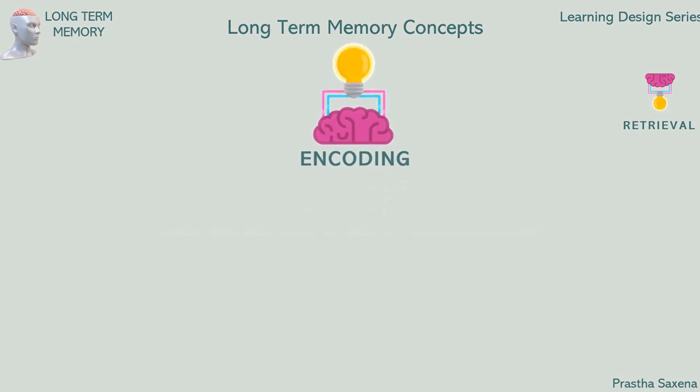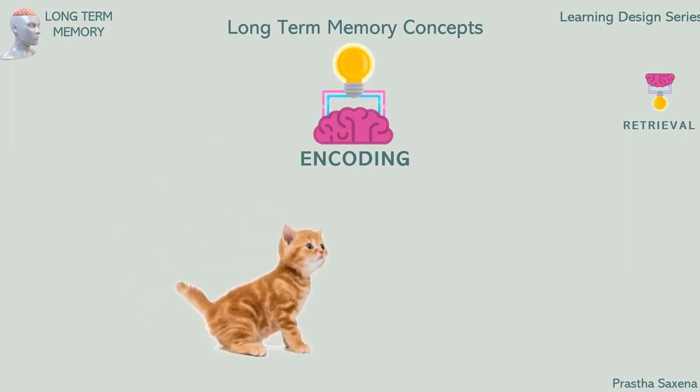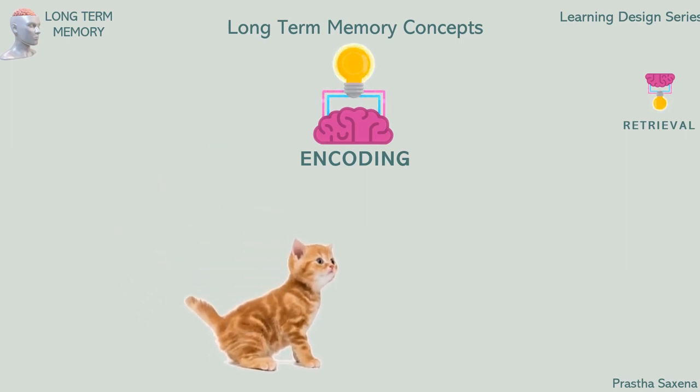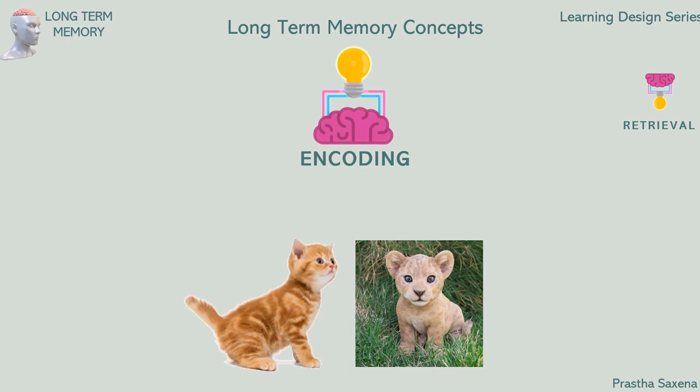Under encoding, there are two major strategies that we use: assimilation and accommodation. Let's say a child learns that this is a cat. They develop a design or a schema in their mind to represent a cat. Then later, let's say you took the child to a jungle safari and they saw a cub. Since it has a similar look, the child calls the cub a cat. This is assimilation. This is how we modify new information, which is the cub, to match the information that we already have in our mind, which is the cat.